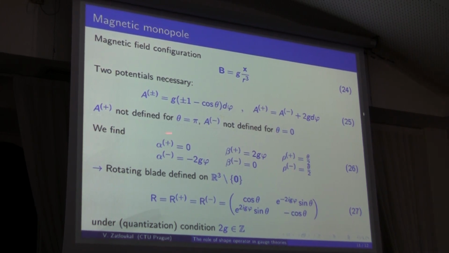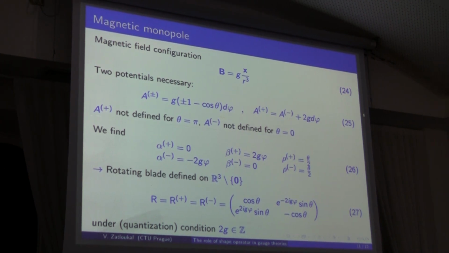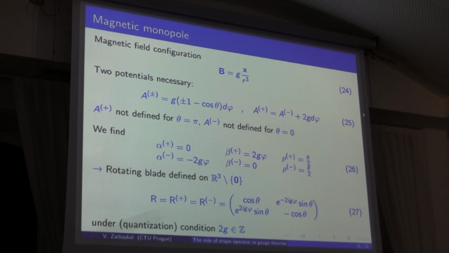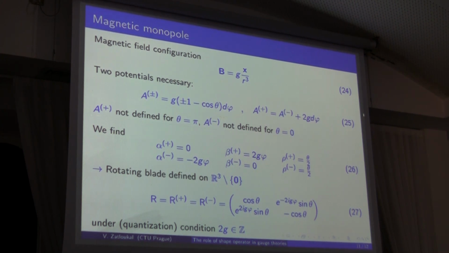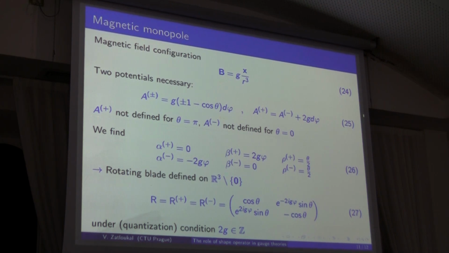And we can find again the quantities alpha, beta, and rho on each of those patches, for A plus or A minus separately. And we find that the rotating blade is just the same with respect to both of these patches on the overlap, which is not a big surprise, because as we said, the rotating blade doesn't see the gauge transformation at all. It's not altered by the gauge transformation that transforms from A plus to A minus.